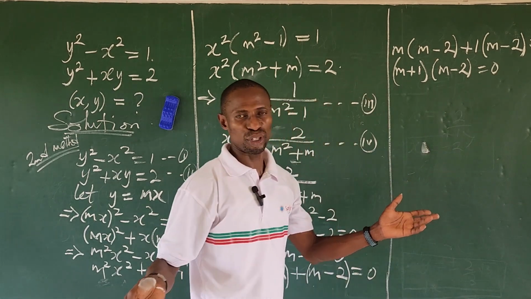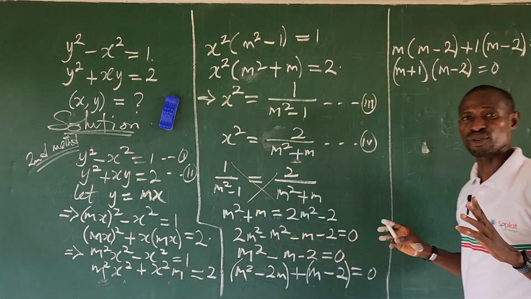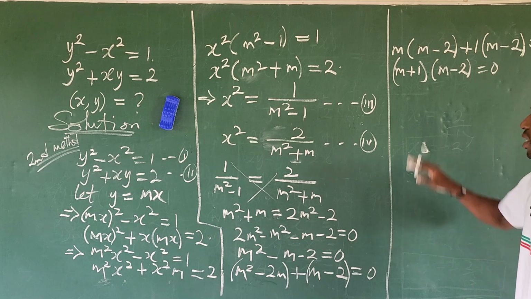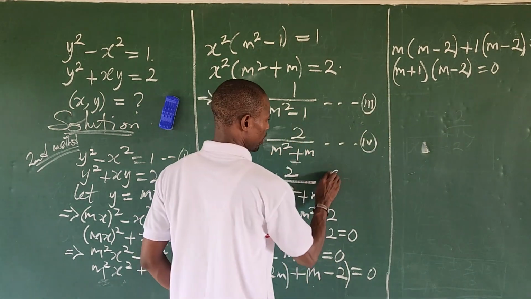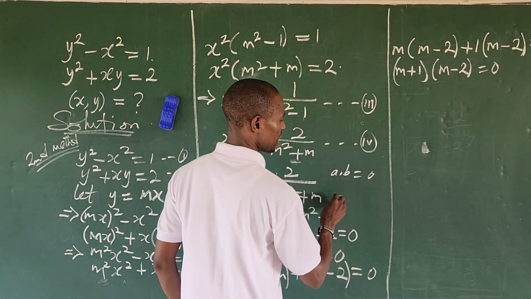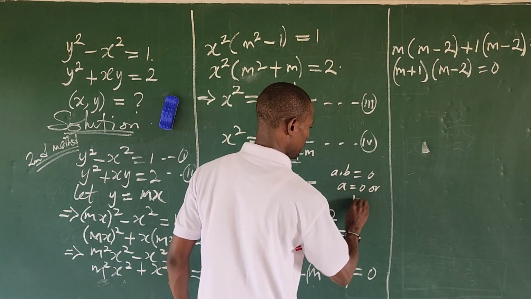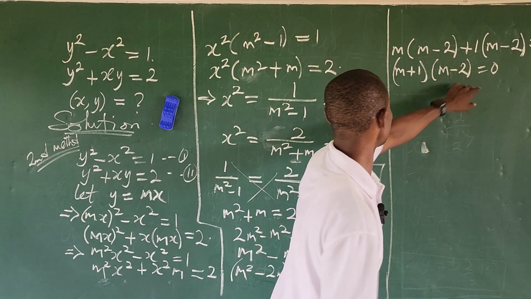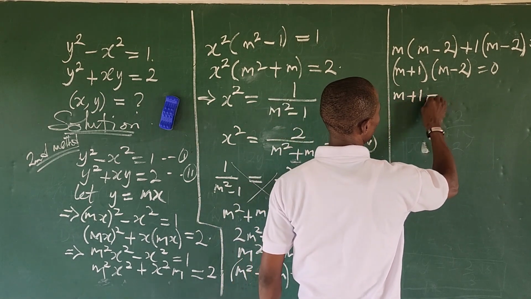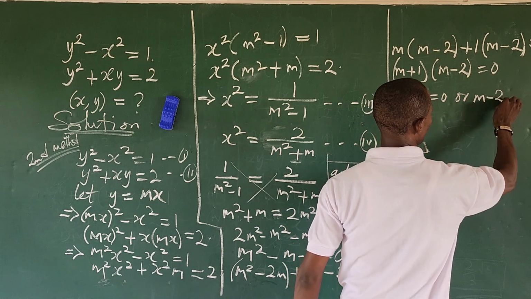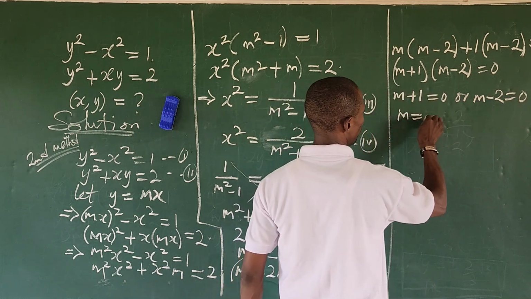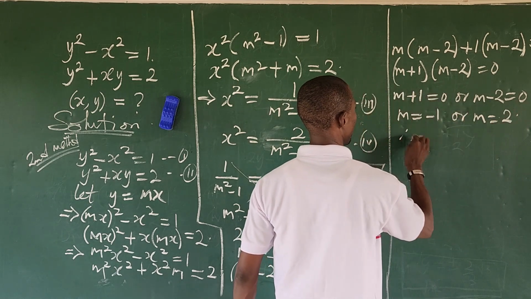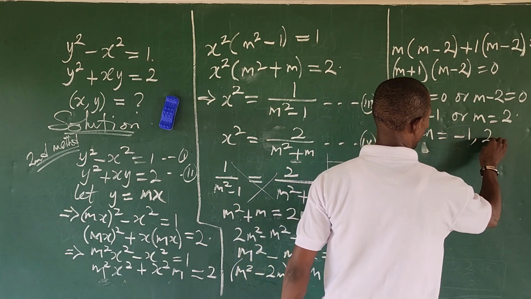So from here we apply the zero product rule. I've made use of this zero product rule in so many of my challenges. So what does that zero product rule say? It says that if you have A times B equal to 0, it simply means that A equals 0 or B equals 0. Remember this law? We call this the zero product rule. So if we apply that here, we have m plus 1 equal to 0 or m minus 2 equal to 0. So we have m equals minus 1 or m equals positive 2. So we have m equals minus 1, 2.